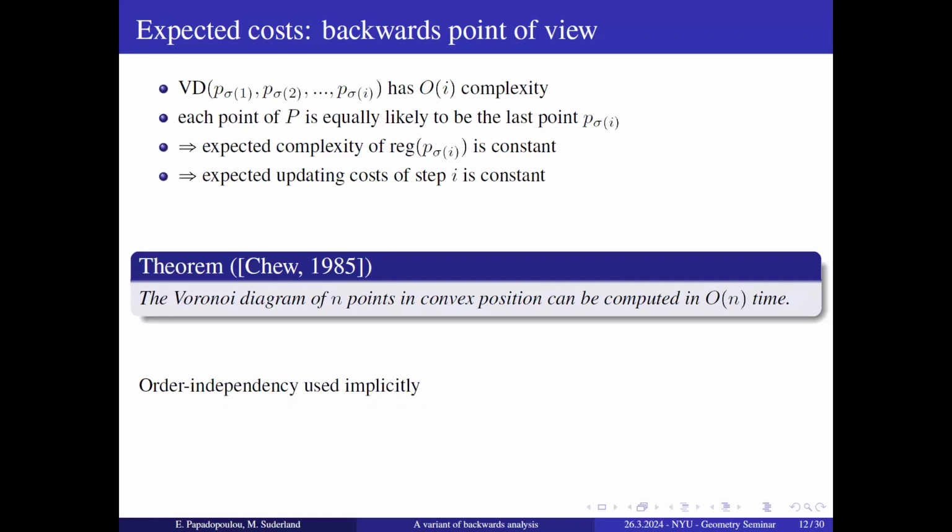And yeah, one key requirement that we used here implicitly is that the Voronoi diagram is order independent of the insertion order as we added the points. So we made this argument that the expected complexity of the ith region that we inserted is constant. We can only make this argument if there's a collection of permutations for which we get the same output. So no matter which one was the last point that we inserted, we need that the diagram is independent of that.